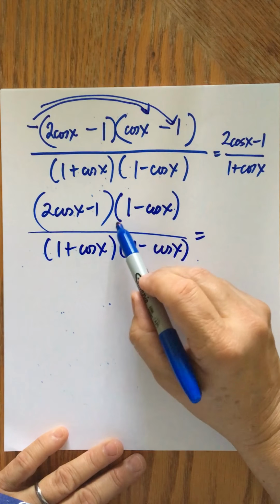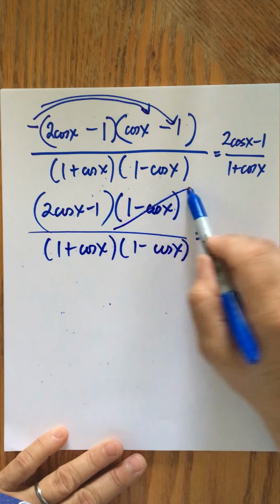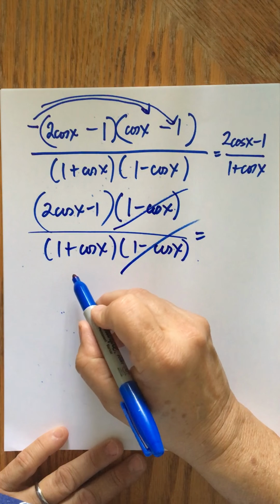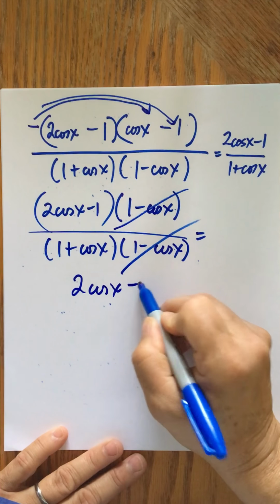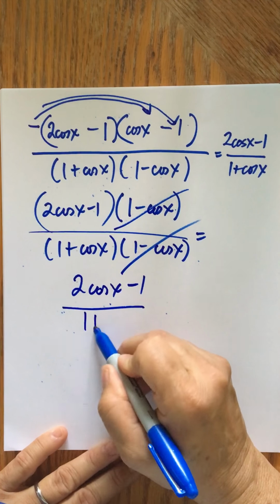Okay? And there we are, multiplied, so that cancels out. And I'm finally left with the 2 cosine x minus 1 over 1 plus cosine x.